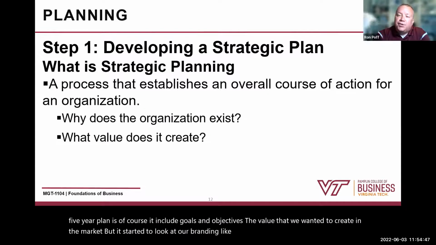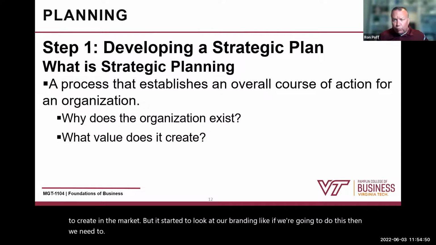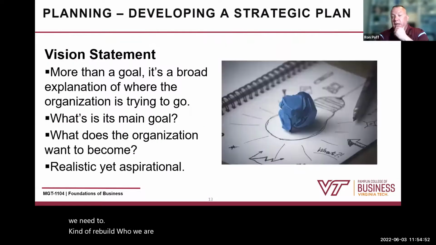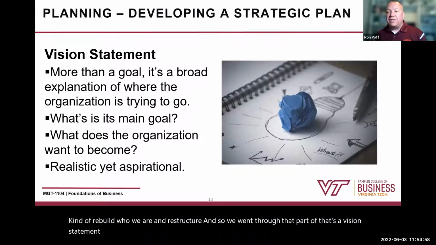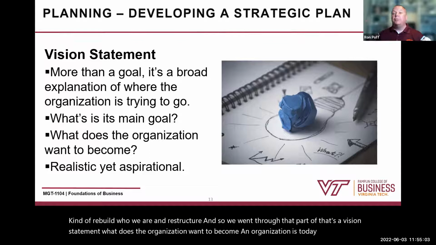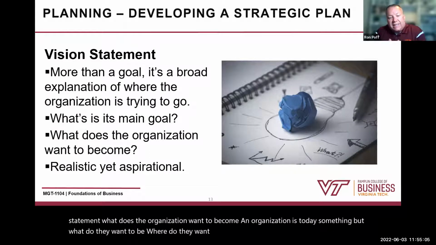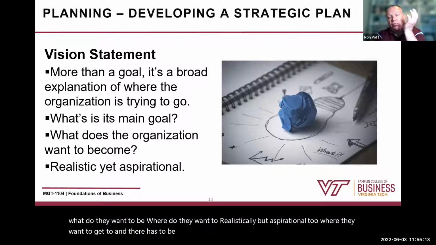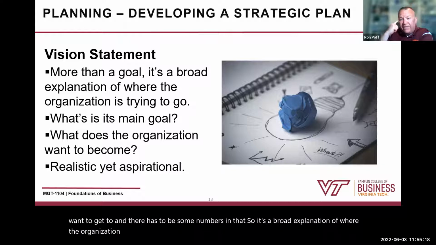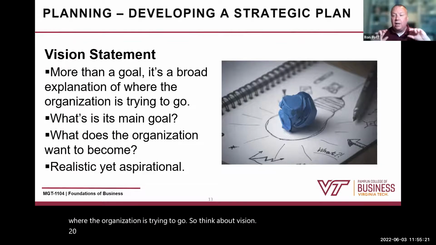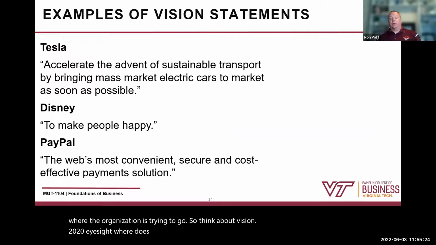Like, if we're going to do this, then we need to also rebuild who we are and restructure. And so we went through that. Part of that's a vision statement. What does the organization want to become? An organization is something today, but what do they want to be? Where do they want to get to, realistically but aspirational? And there have to be some numbers in that. So it's a broad explanation of where the organization is trying to go. Think about Vision 2020: where does the organization want to go?